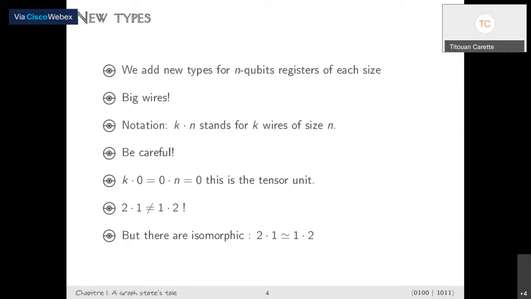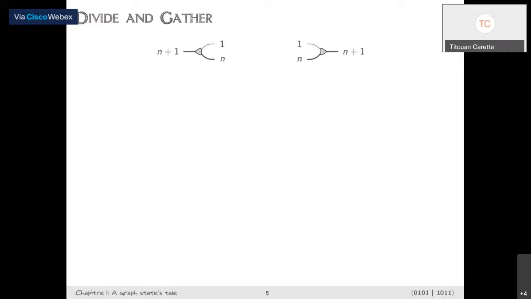So if we have new types, now let's introduce new generators to construct them. First I have the divider. It extracts just 1 qubit from a register of n plus 1 qubits. And we have the gatherer, which is able to take 1 register of n qubits, add 1 qubit, and increase the size of the register by 1. Those 2 generators satisfy 2 equations called the elimination and expansion equations. And in fact, you see those equations are exactly saying that dividers and gatherers are isomorphisms. They are inverse of each other. So I recover that 2 wires of size 1 are isomorphic to a wire of size 2.